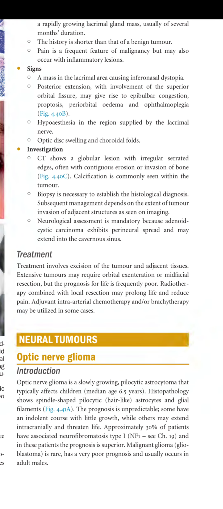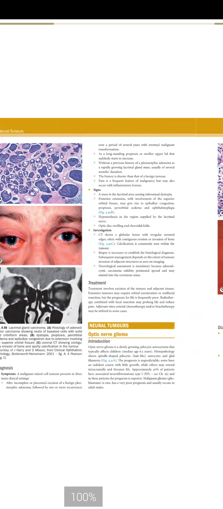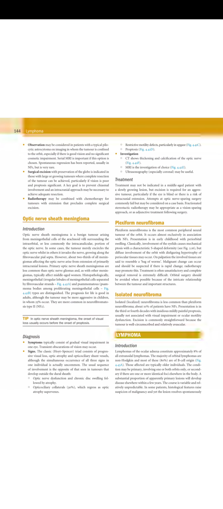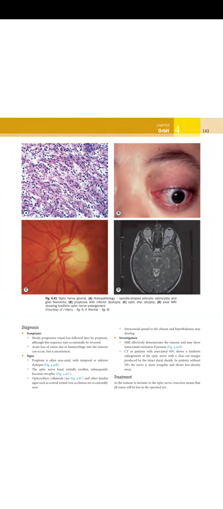So next are the neural tumors, that is optic nerve glioma, optic nerve sheath meningioma, plexiform neurofibroma, and isolated neurofibromas.